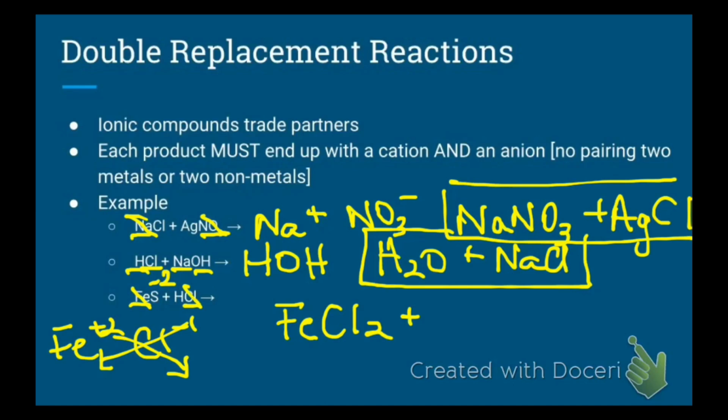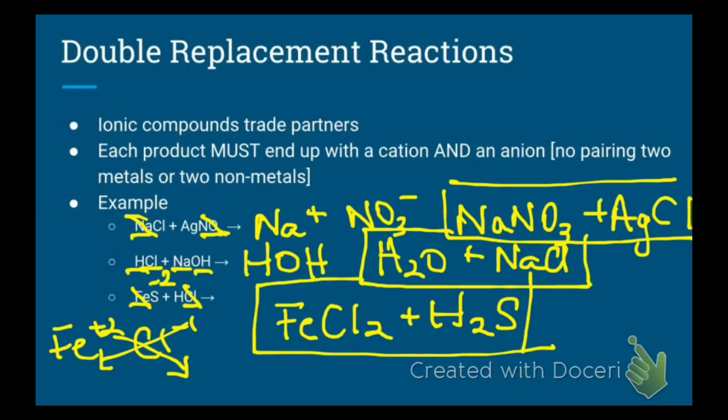We just said that S comes with a -2, H we know comes with a +1, so our second is going to be H2S. And again, I'm not balancing any of these. This one we would have to balance yet, but I trust you guys to be able to do that. So we're going to end up with FeCl2 and H2S.